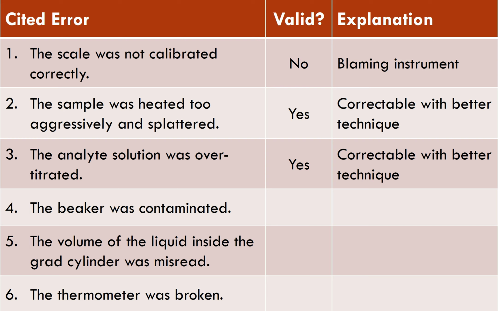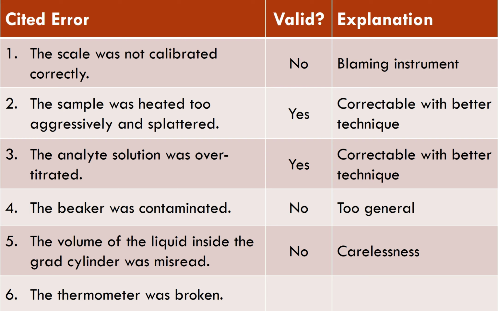Number 4, the beaker was contaminated. No, it's just way too general. That could apply to anything, and again, this is why you wash your glassware. Number 5, the volume of the liquid inside the graduated cylinder was misread. Again, not a valid error. This is carelessness. By now, you should be able to use a graduated cylinder correctly.